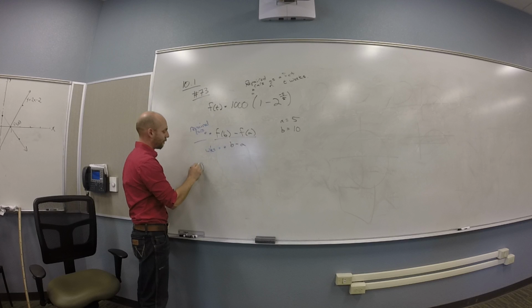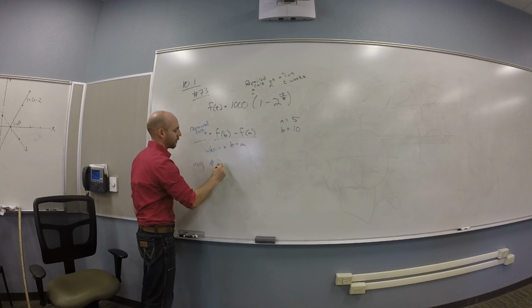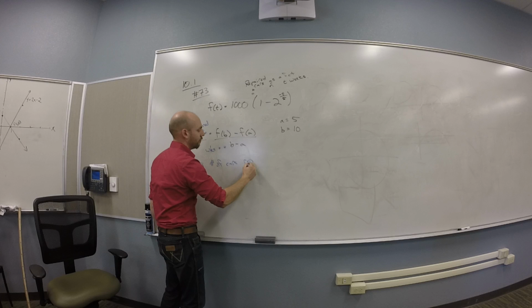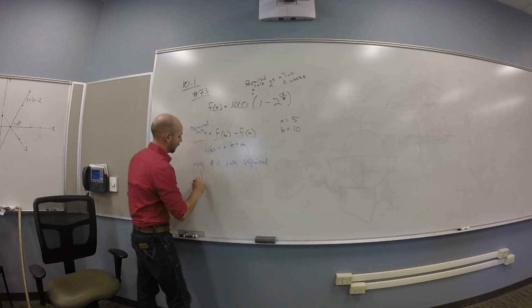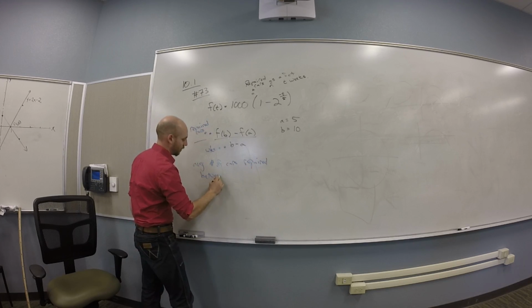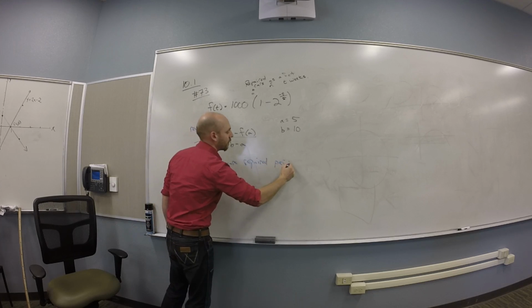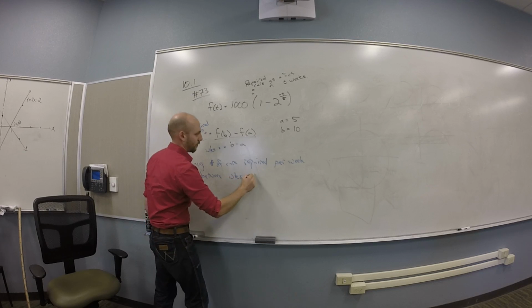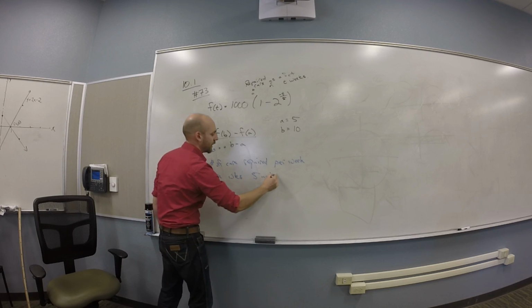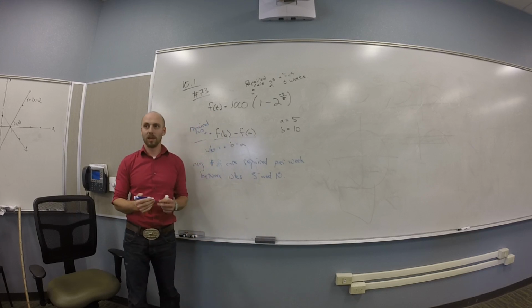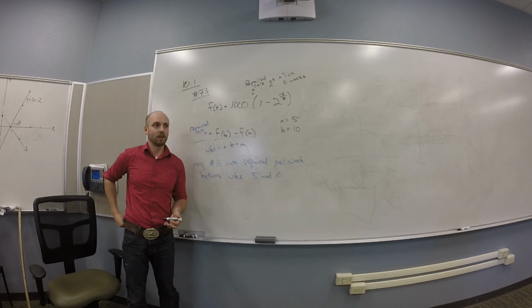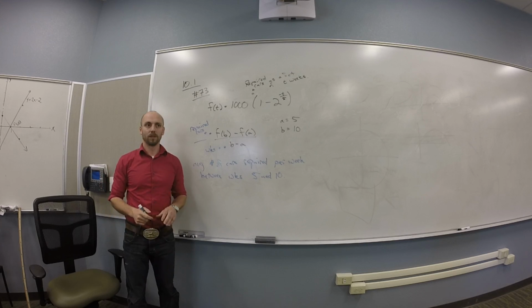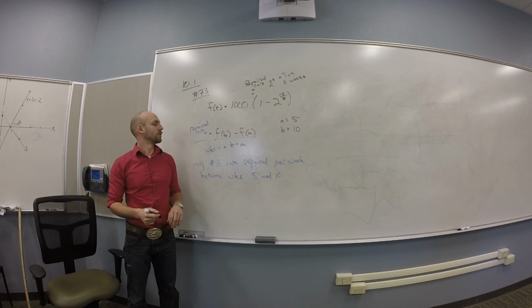So this is going to be the average number of cars repaired per week between weeks 5 and 10. You guys see that? This is like the slope of a secant line or something. That's cool. All right. So how do I calculate f of b minus f of a over b minus a?